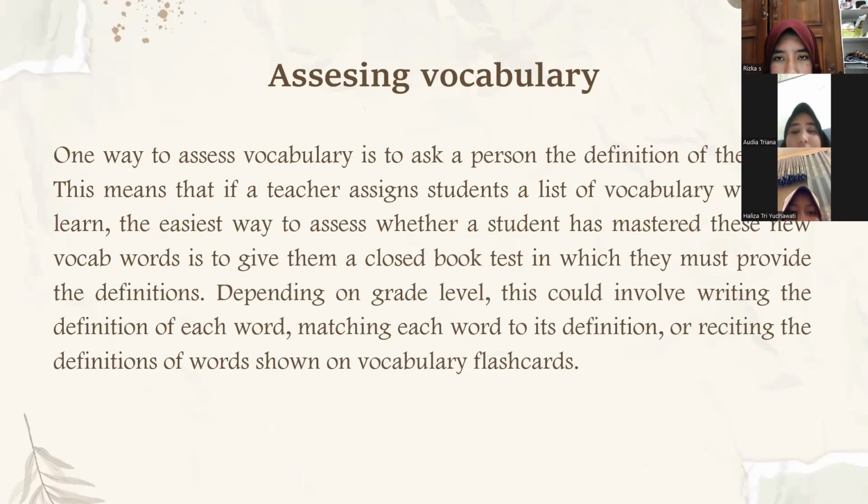Next is assessing vocabulary. One way to assess vocabulary is to ask a person the definition of the word. This means that if a teacher assigns students a list of vocabulary words to learn, the easy way to assess whether a student has mastered these new vocab words is to give them a closed book test in which they must provide the definition. Depending on grade level, this could involve writing the definition of each word, matching each word to its definition, or reciting the definition of words shown on vocabulary flashcards.